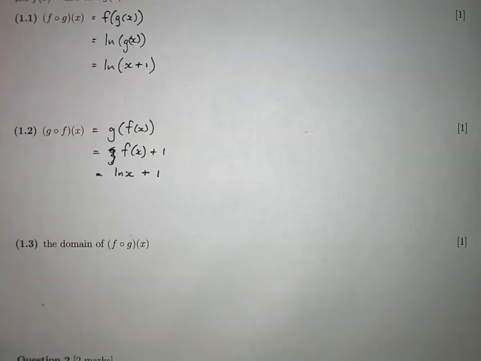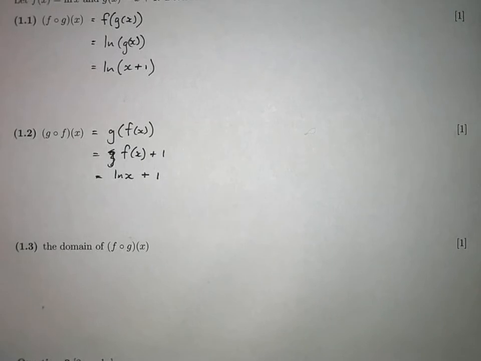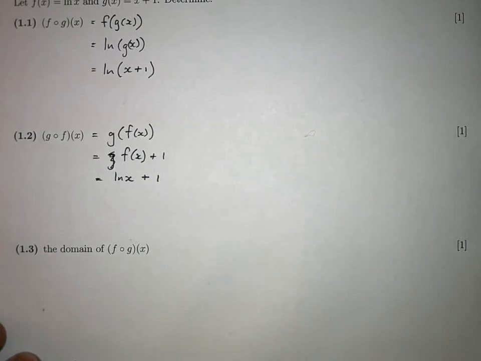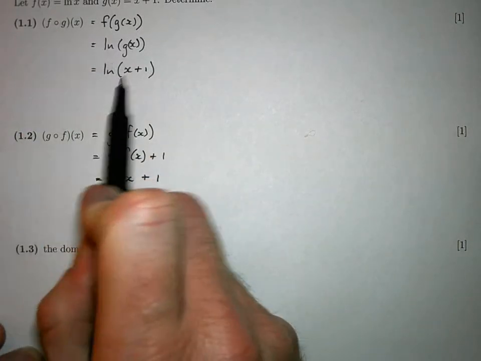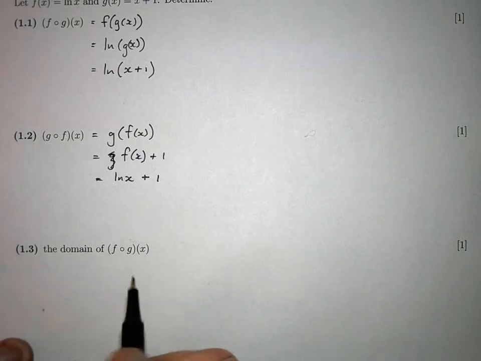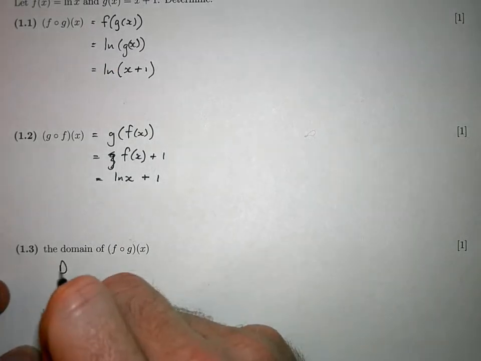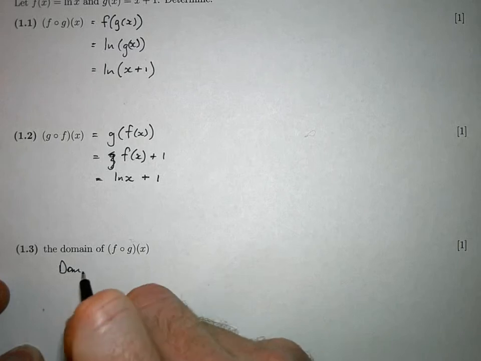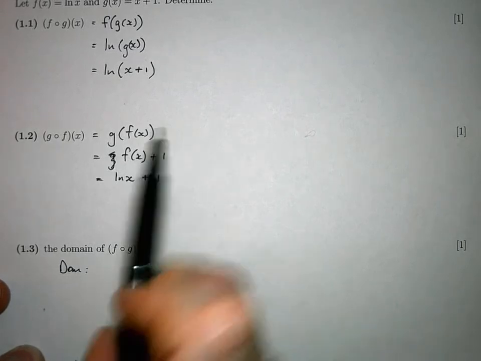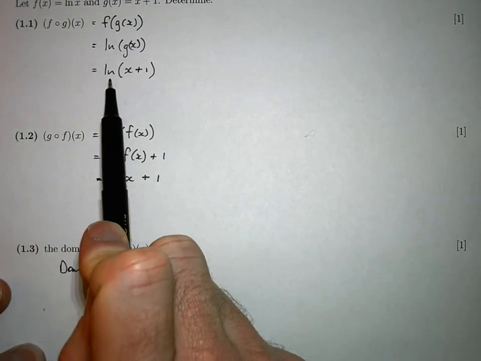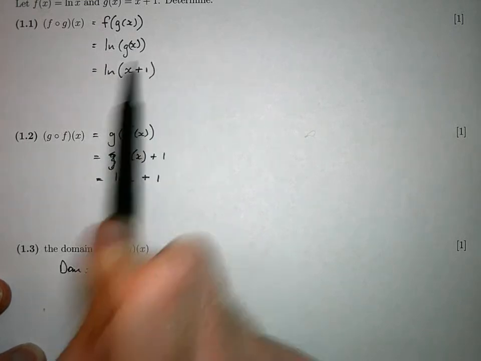And finally 1.3, we're asked to find the domain of the f of g of x, which is here, this first guy. Of course, if you didn't get this right, then you had no hope of getting its domain right, although you would have got method marks if you'd done something sensible for the domain. So now for the domain, f of g of x is equal to the natural logarithm of x plus 1.